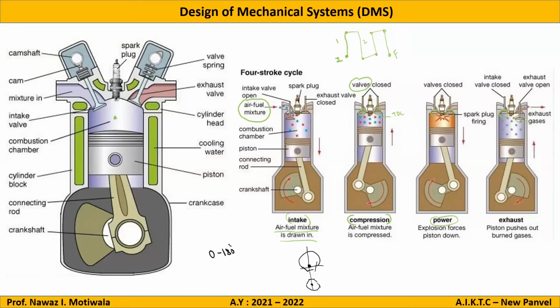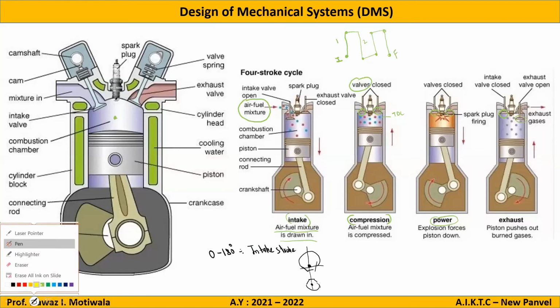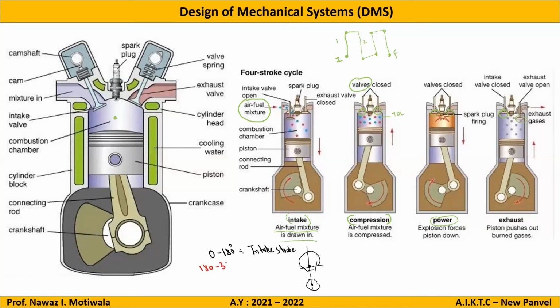If I take the reference from vertical, from 0 to 180, it will be an intake stroke. Now the piston position, when the crank has rotated from 0 to 180 degrees, the piston is at the top dead center. Now with the same logic, if I do the cumulative angle calculation, when it turns again from 180 to 360, what kind of stroke can you expect? Compression. It's a compression stroke.